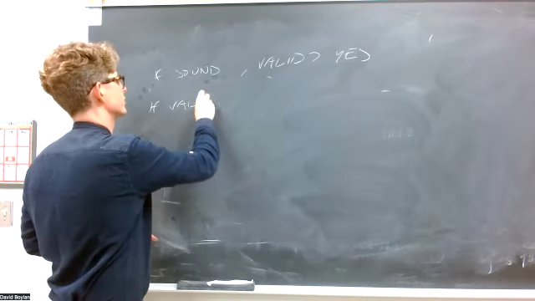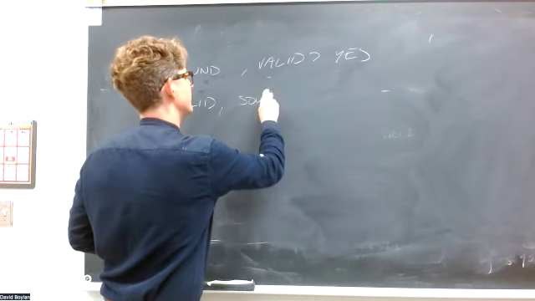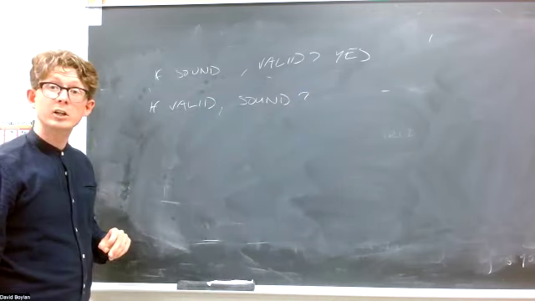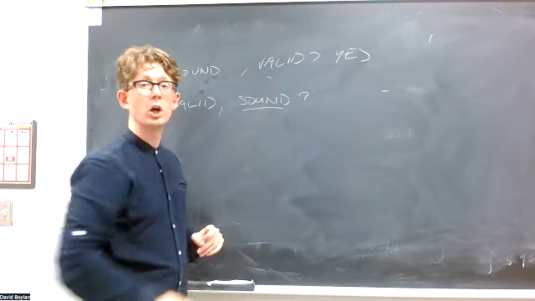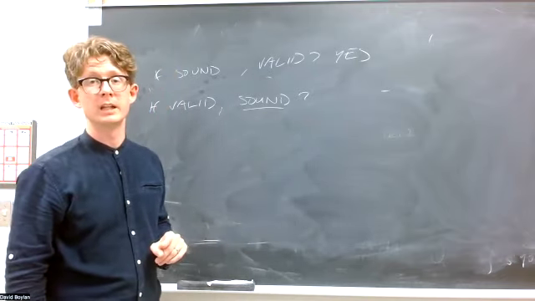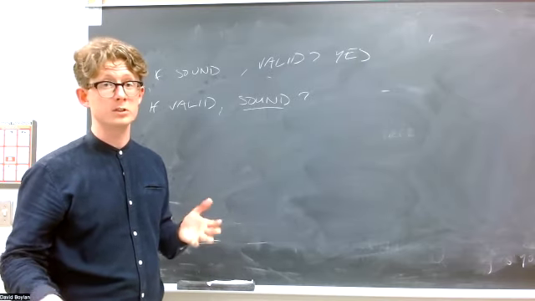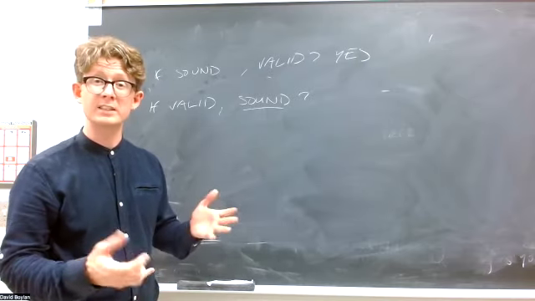Let's think about the other direction. If an argument is valid, is it sound? Here, the answer is no. To be sound, the argument has to have true premises. But there are valid arguments whose premises are not true. We just saw an example a moment ago.